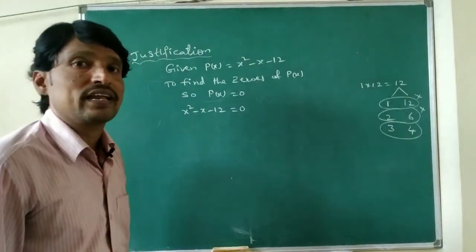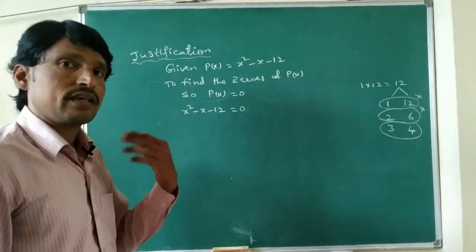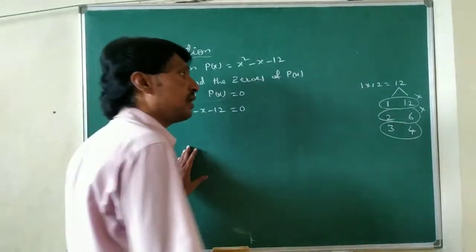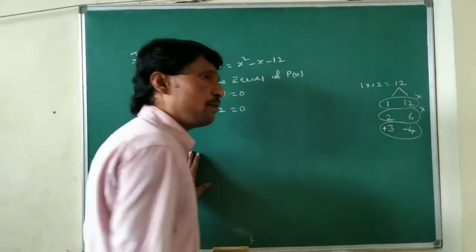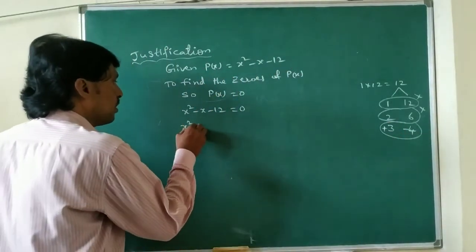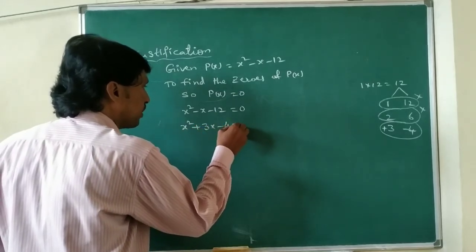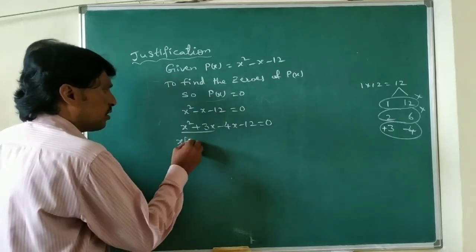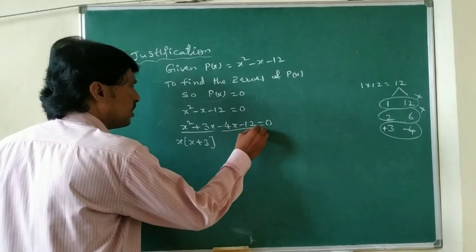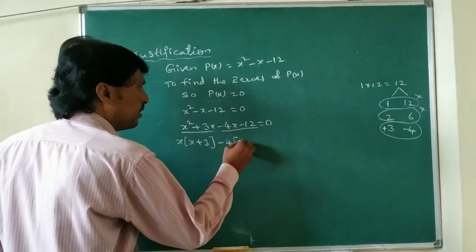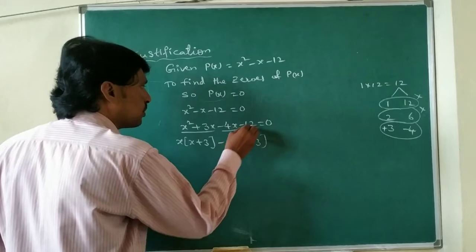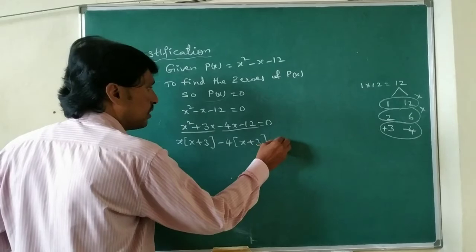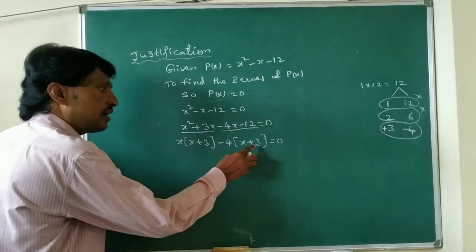This one you can check. Adding, we get 7. Subtracting, 4 minus 3, we get 1. But here minus 1 is there. For the bigger number you give minus, for the smaller number you give the plus symbol. Means x square plus 3x minus 4x minus 12 equals 0. In this, x is common, so x plus 3. In this, minus 4 we take common, means x plus 3. 4 times 3 is 12, and since we take minus common, we change the sign, equals 0. So here x plus 3, here also x plus 3.